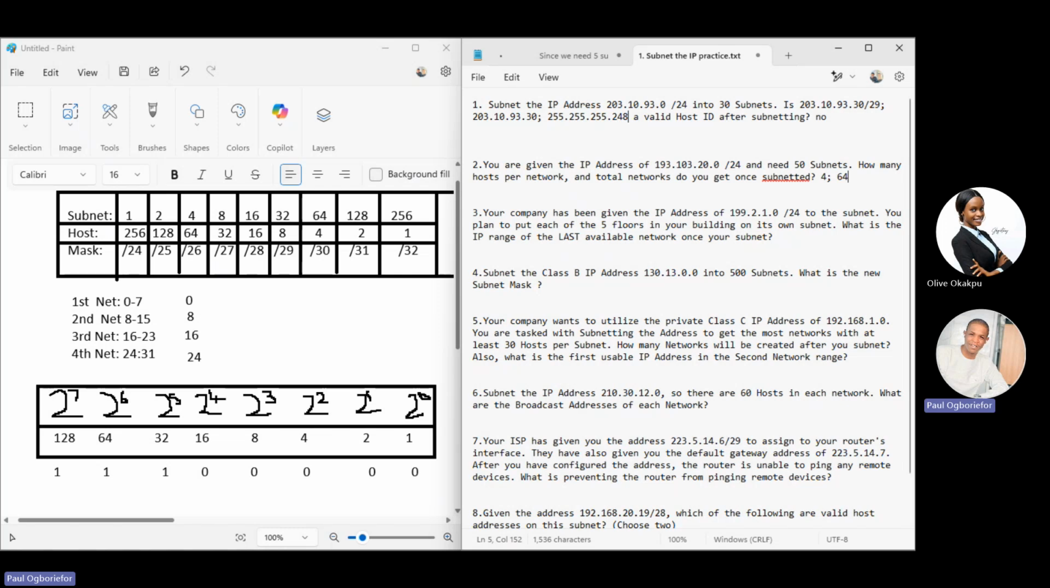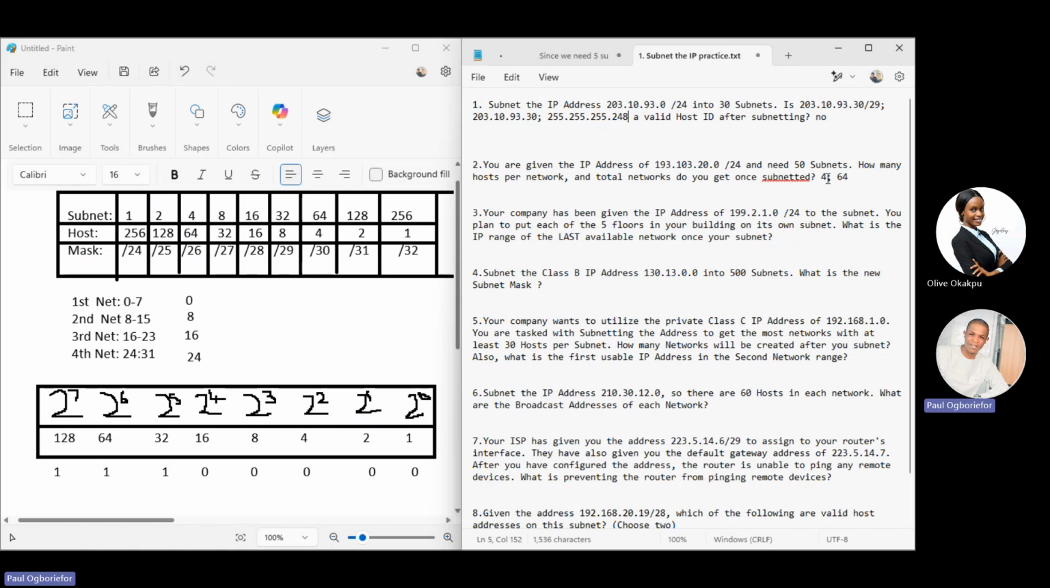Okay, so your company has been given this IP address to subnet. You plan to put each of the 5 floors in your building on its own subnet. What is the IP range of the last network? It's not even hard, right? You have an IP that is starting from 0, right? Now, what is the IP range of the last available network once you subnet?